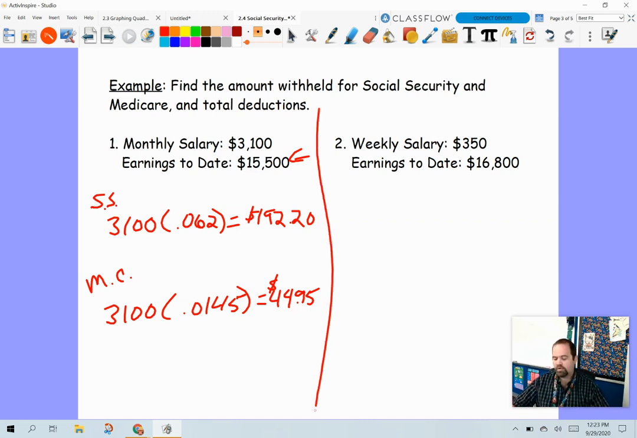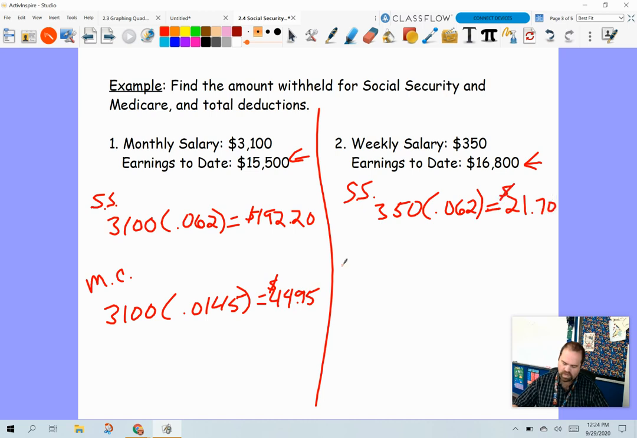All right, same setup over here. Again, this is letting us know that they haven't gone over that $97,500, so I can do the Social Security tax just like normal. I'm going to organize this the same way. I'm going to take their salary times the Social Security rate, which is going to be $2,170. And then Medicare is the same, but with a different percent. It's the same $350, but a different 0.0145 is $5.08.